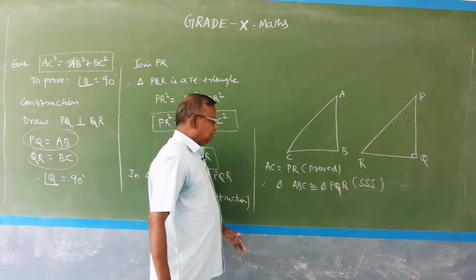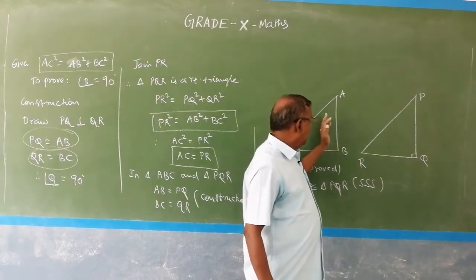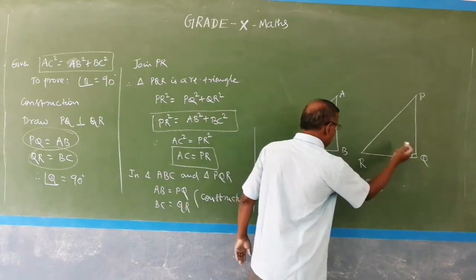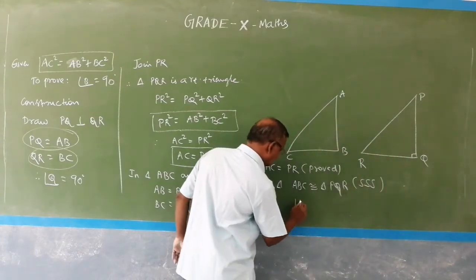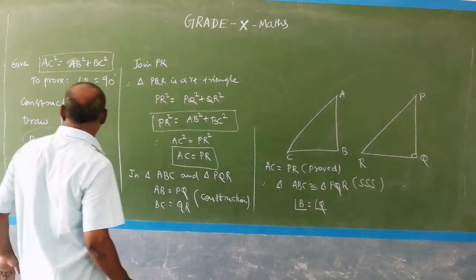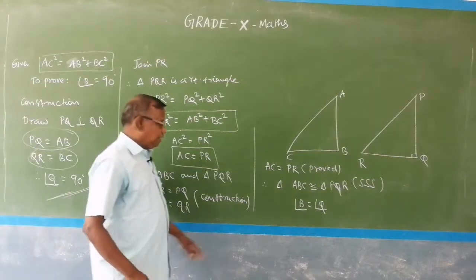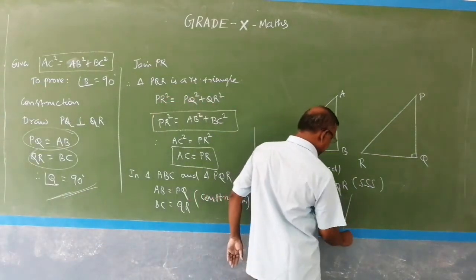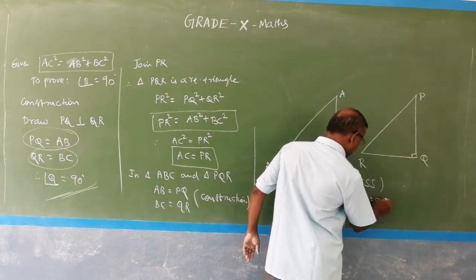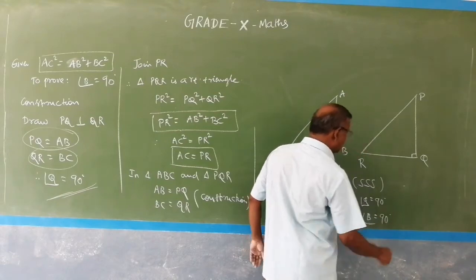Hence, if two triangles are congruent, their corresponding sides are equal and their corresponding angles are equal. Accordingly, angle B equals angle Q. Since angle Q equals 90 degrees, angle B is also 90 degrees, hence proved.